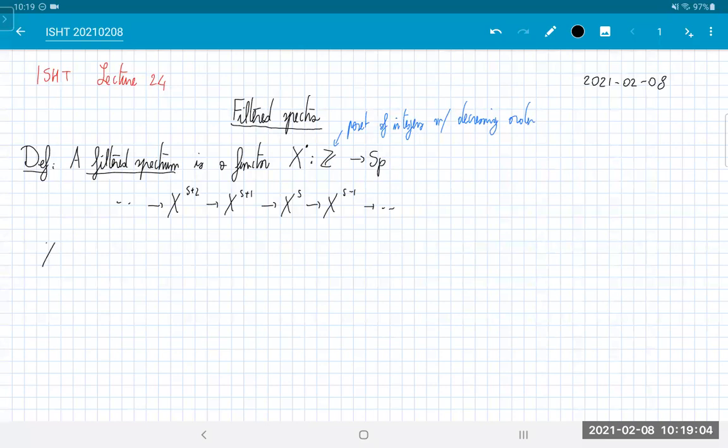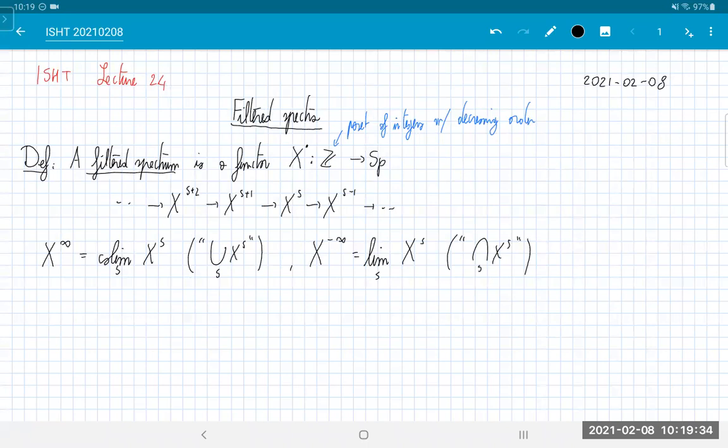And if you have a filtered spectrum, you define X infinity, the colimit over s of X_s. You can think of it sort of like the union, though it's not really a union. And you can define X minus infinity, the limit, which is sort of like the intersection. In practical situations, one of X infinity and X minus infinity will probably be zero, and you'll be interested in studying the other.